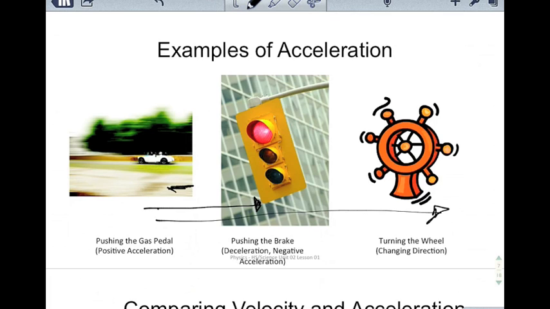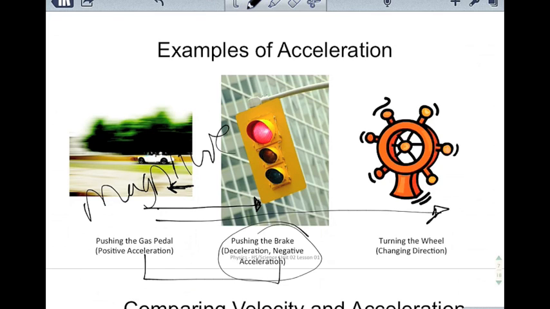So in other words, your acceleration is directed opposite your motion, and you have a negative acceleration. The third way: both of these two ways affect the magnitude of the acceleration, or the magnitude of your velocity. But you can also affect the direction of your velocity. And when you affect the direction, that's by turning the wheel, by changing directions. Every time you change the direction the car is pointed, you've accelerated the car.